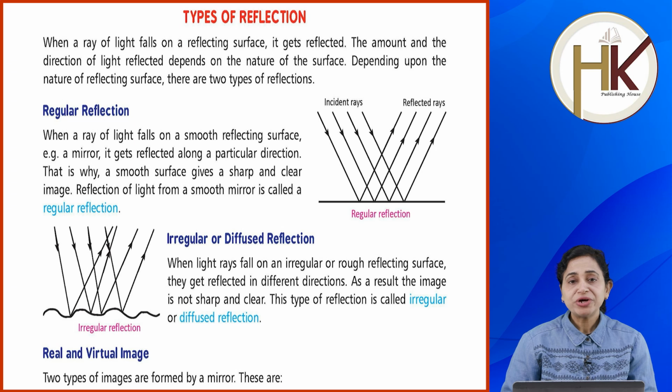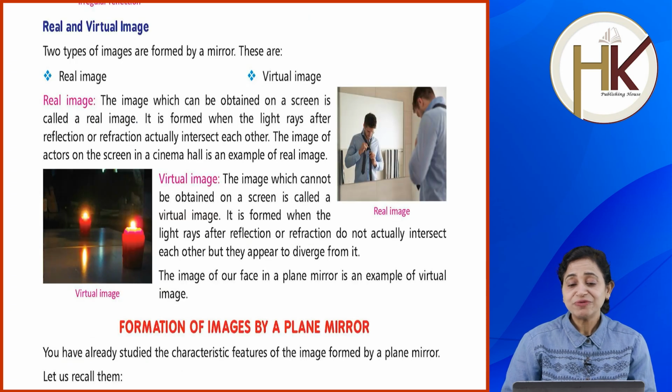Real and virtual image. Now let's read about this. Two types of images are formed by a mirror. These are real image or virtual image. Real image: the image which can be obtained on a screen is called a real image. It is formed when the light rays after reflection or refraction actually intersect each other. The image of actors on the screen in a cinema hall is an example of a real image.